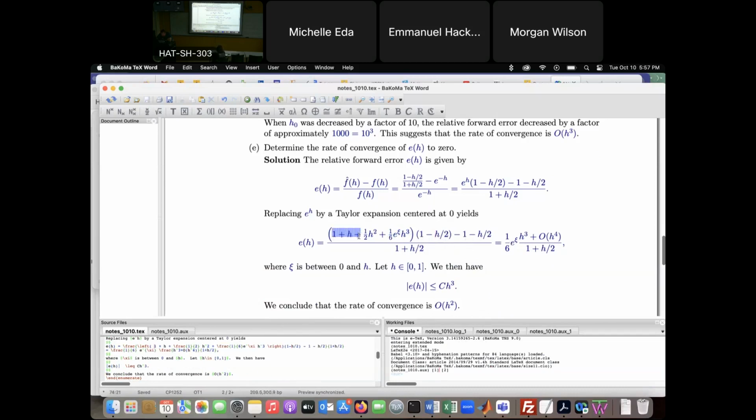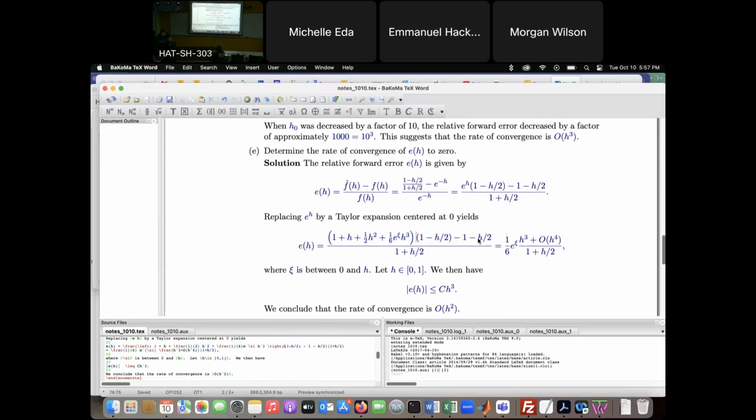And if you don't take the Taylor expansion out far enough, you end up not getting the proper rate of convergence. So order h cubed, as we saw experimentally up here, and then analytically down here, is how it should have turned out. Are there any questions about this one?